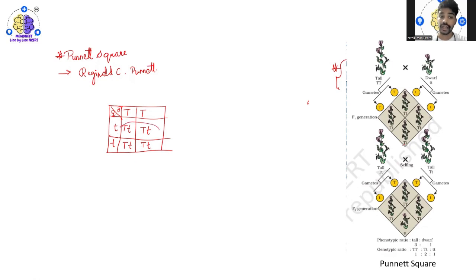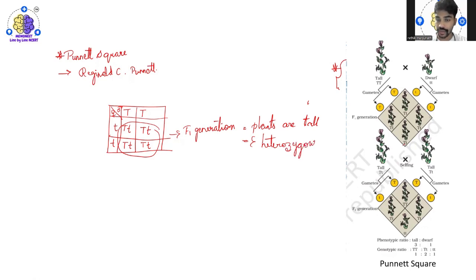That means in the F1 generation, all the plants are tall only, but they are heterozygous. That means they are hybrid plants. So how do you see this in the F2 generation? The same thing will happen.